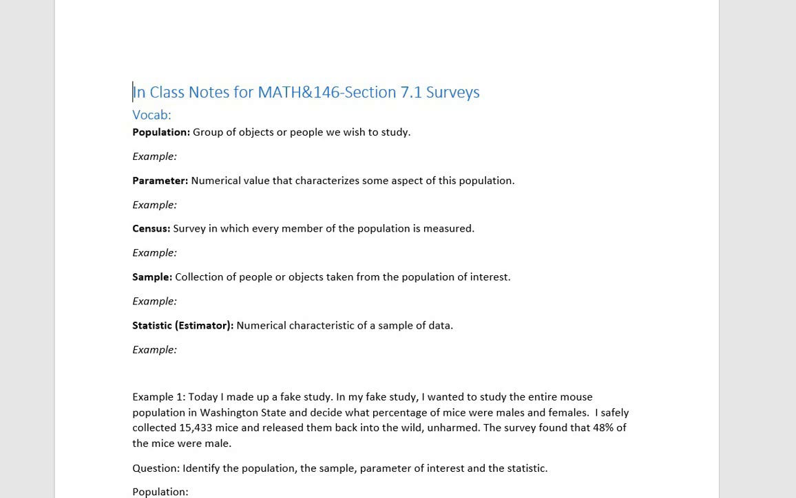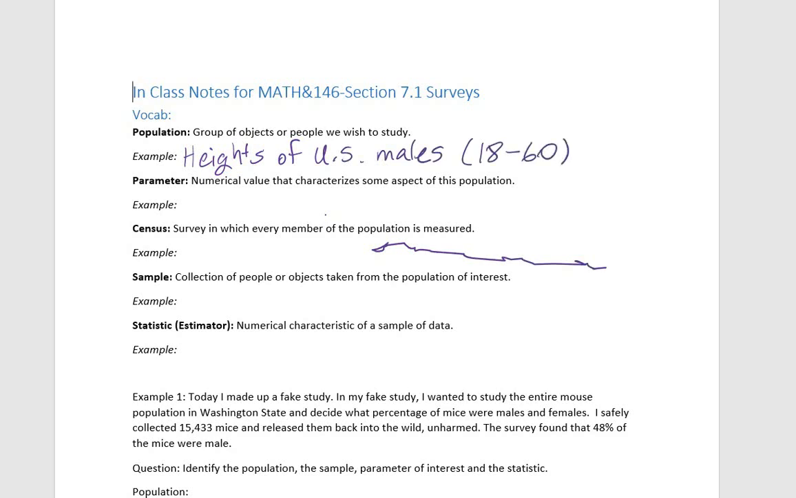A population is a group of objects or people we wish to study. For example, if we want to look at heights of US males 18 to 60, then our population would be the group of objects or people. We want to look at these people. We want to look at US males.